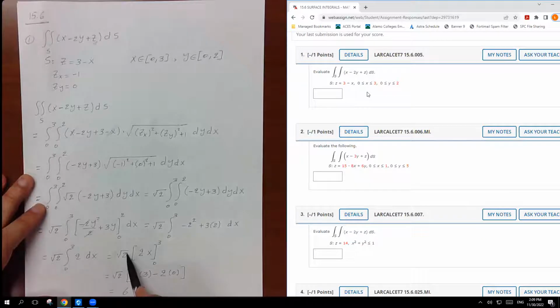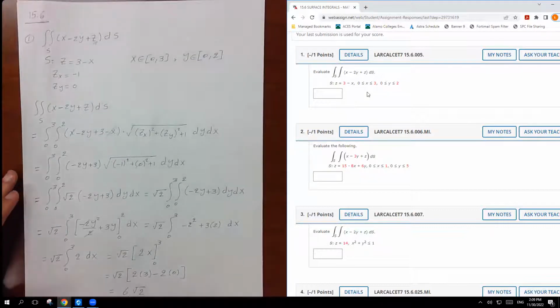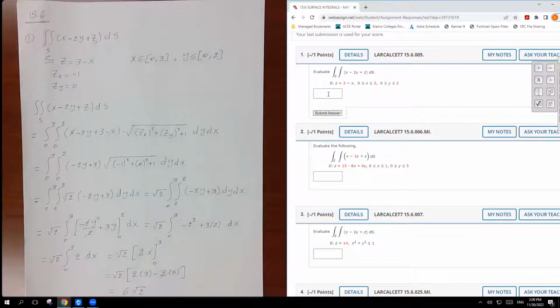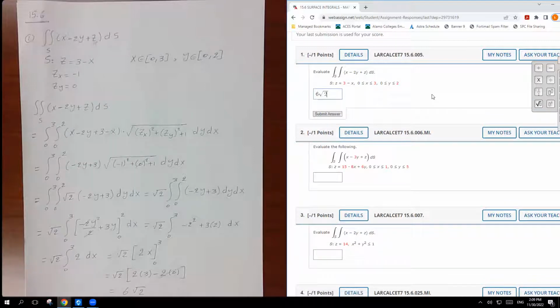Now the integral of 2 dx is going to be 2x from 0 to 3. Plug in the 3. So it's 2 times 3 minus 2 times 0. And the result is going to be 6 square root of 2, because this one is 0. So we're just going to plug in here 6 square root of 2. That's it for the first question.